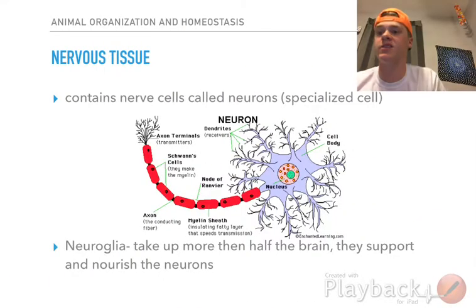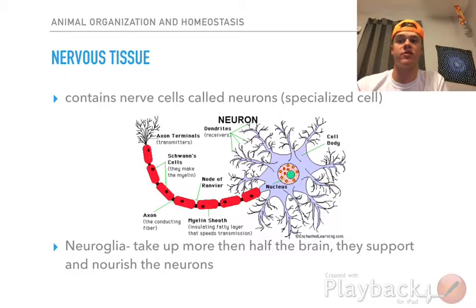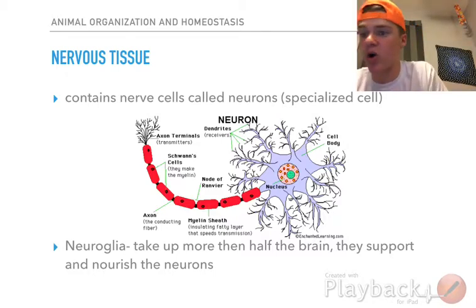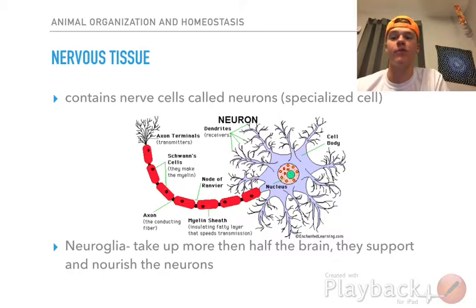And then last but not least, nervous tissue, which contains nerve cells called neurons, which is a specialized cell. And then neuroglia, I don't know if I'm saying that right, but that takes up more than half the brain. They support and nourish the neuron. That's important for the nervous tissue.